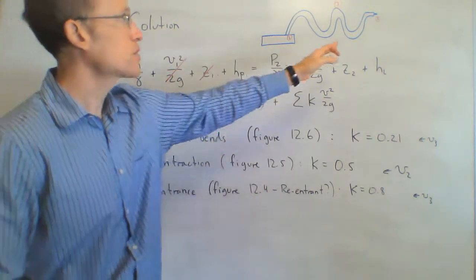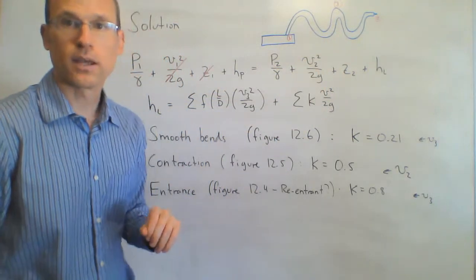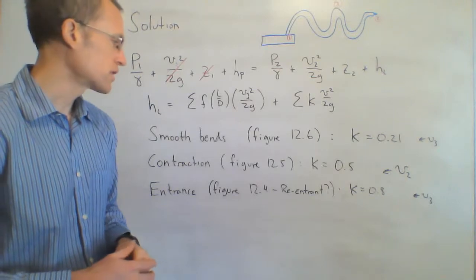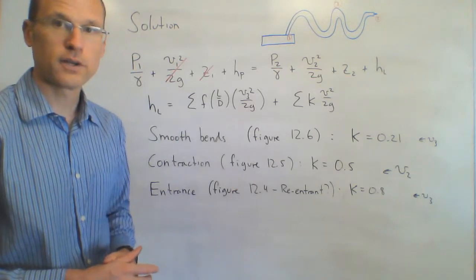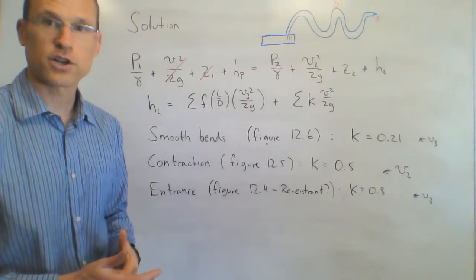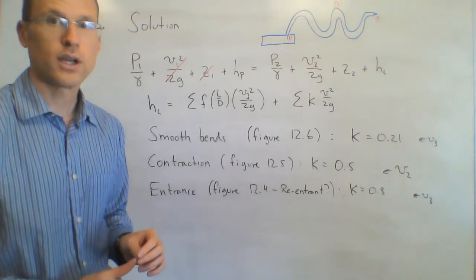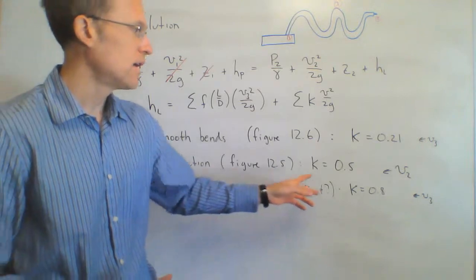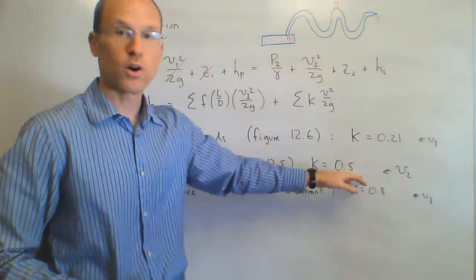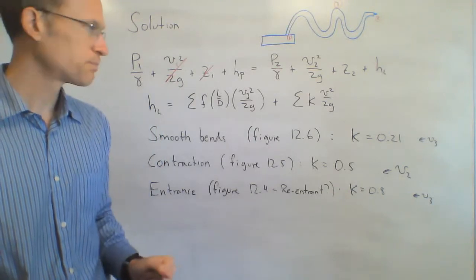Next one, I have this contraction at the very end from a 1/4 inch line to a 1/32 inch line. So contractions are found in figure 12.5. The K value for that is 0.5 based on that chart. Important thing here is that this value is based on the exit condition. So the exit condition is the smaller one, so the velocity I want there is actually V2, the faster one.